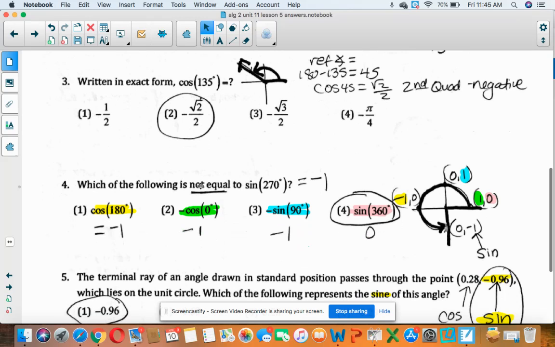Number 4 wants to know which of the following is not equal to the sine of 270. So I drew a little sketch right here. This point is 1, 0. This is 0, 1. This is negative 1, 0. This is 0, negative 1.